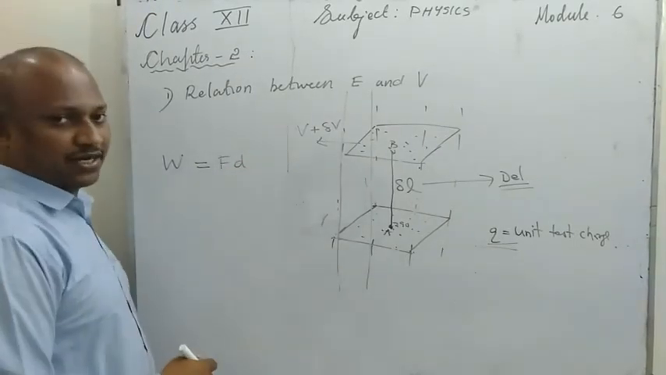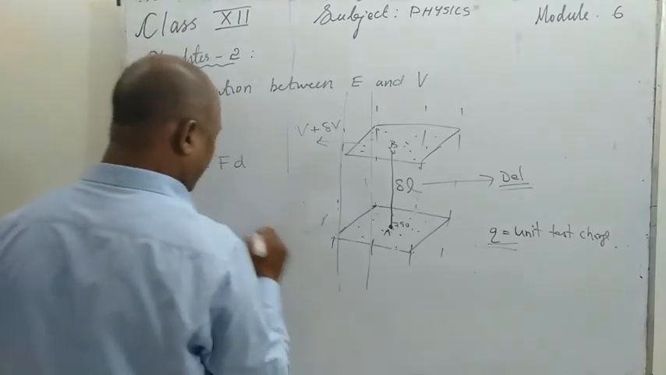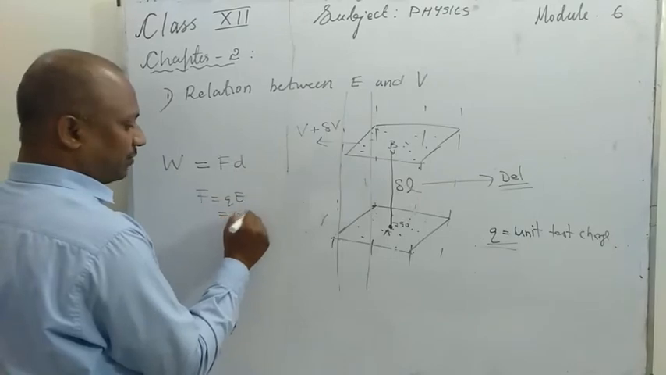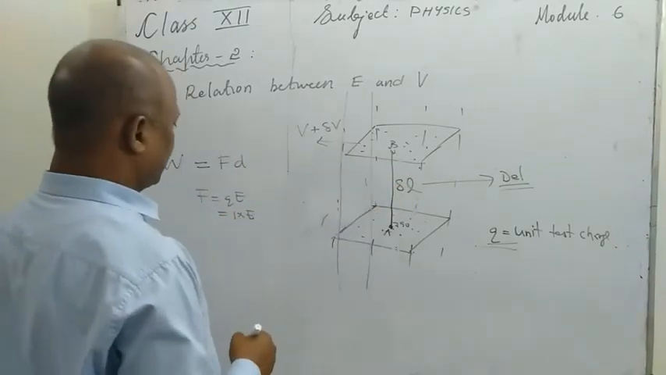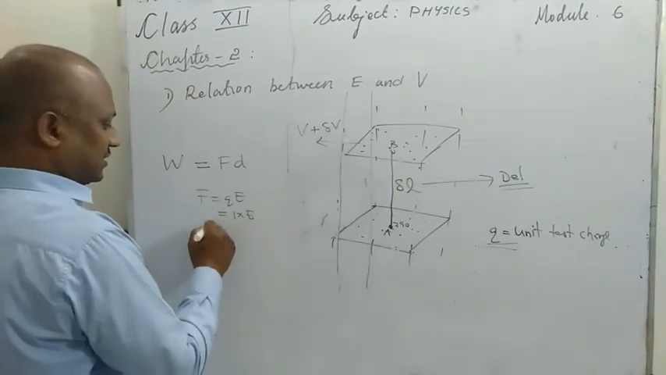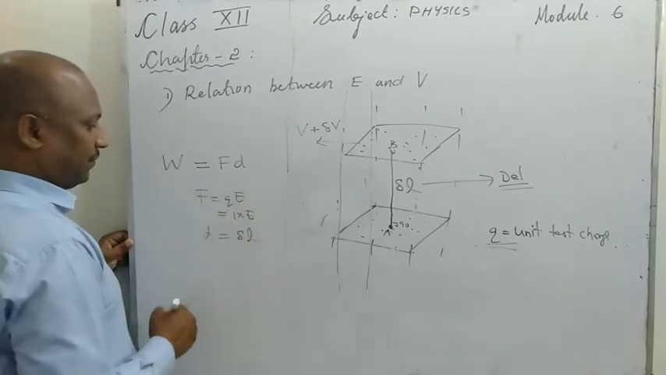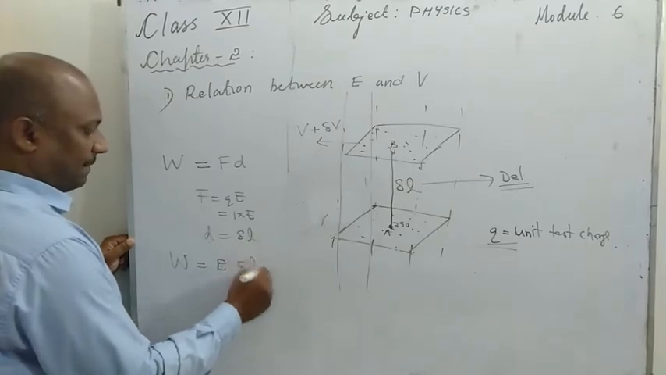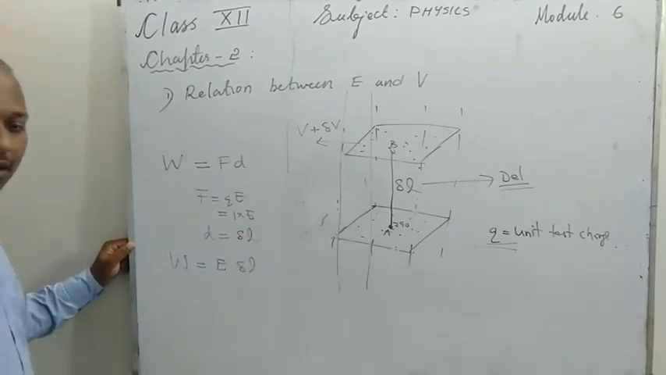And they are in the same direction, because here the force is QE, and the QE is 1 into E here, because Q is unit test charge. And the displacement is delta L here, del L. So the work done is equal to E into del L.